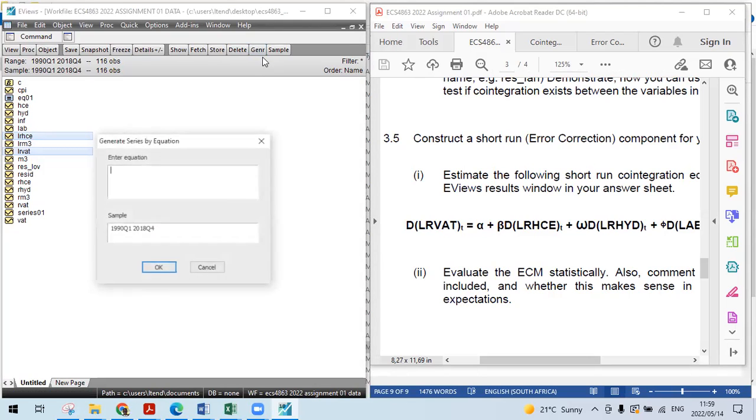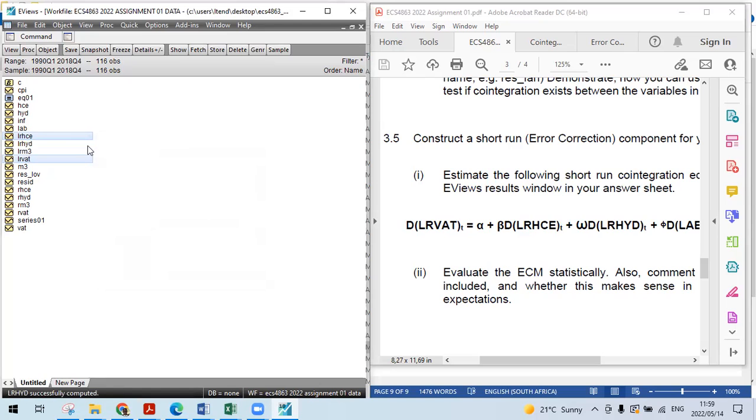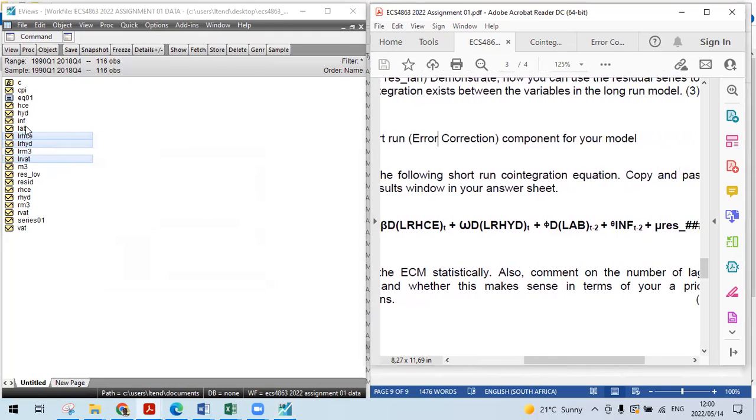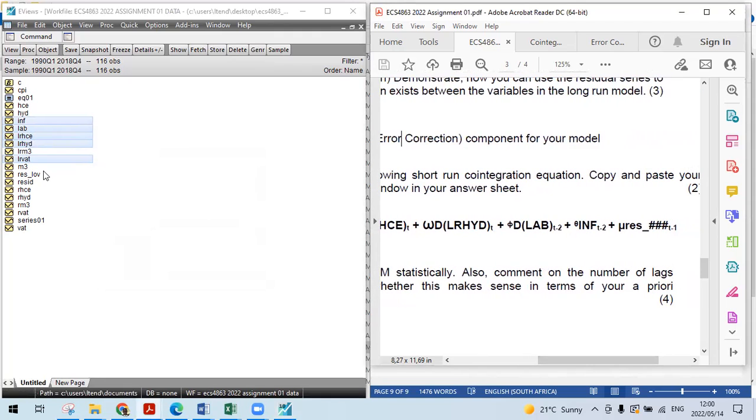Then you have to log it. Log RHYD is equal to log RHYD. Where is it? There. Right. So you also have to click on it. What else do we have? We have the lab. The lab is here. What else do we have? We have the INF. INF is there. What else do we have? We have the res LOV.